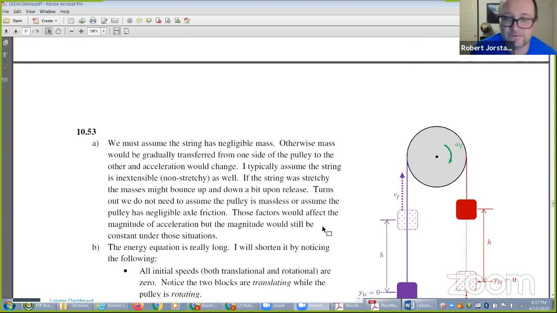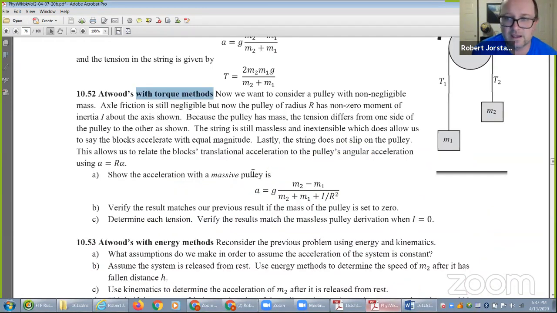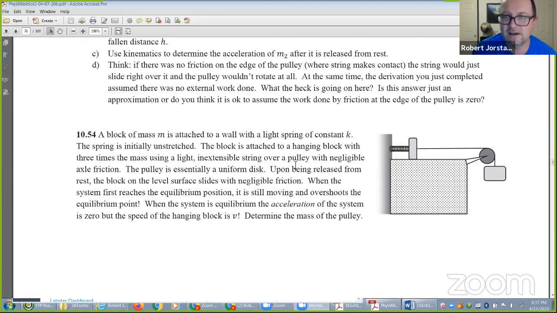Take a look at 10.54. This was a question asked earlier today. Could you do a problem with a spring? You bet. Here's how you would do it. It's not that crazy. Right now, you've got a spring here. So all you're doing is exactly the same thing. There's going to be a reference level for this one because it goes up and down. Notice the pulley does not go up and down. This block does not go up and down. So I only have one gravitational energy.